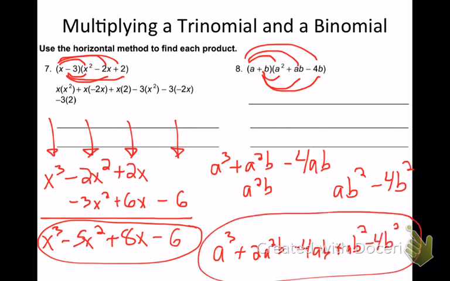Whew. And that's a rough one because there's a lot of variables there. That's combining like terms there with multiplying. Again, I'm distributing twice there.